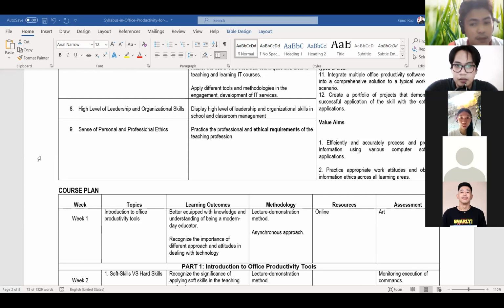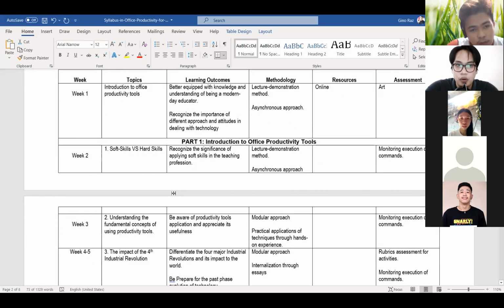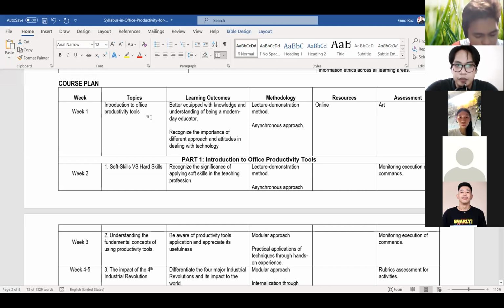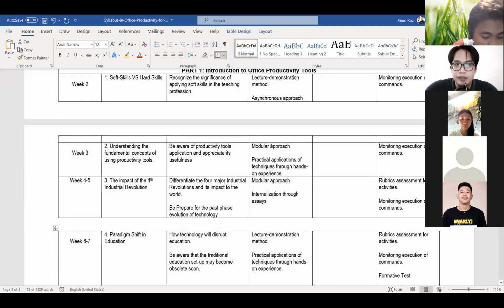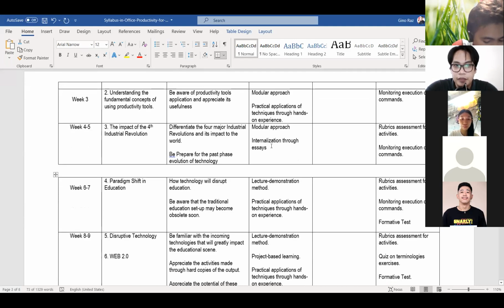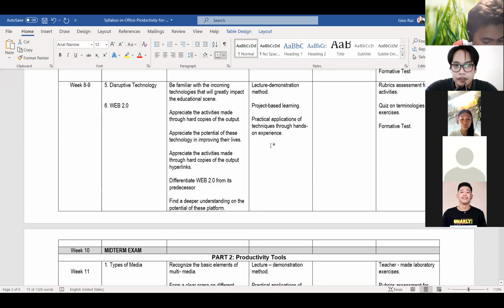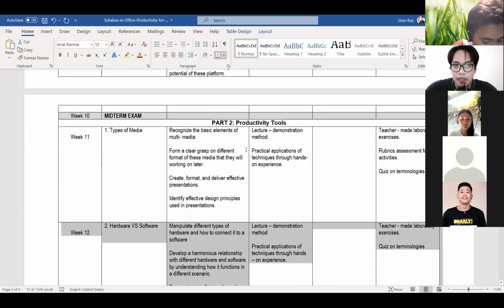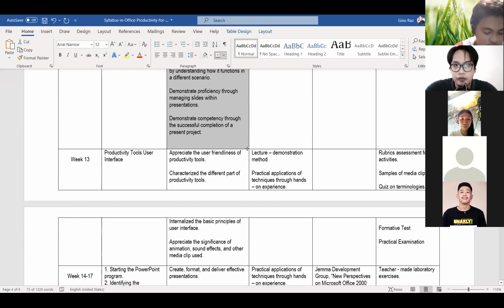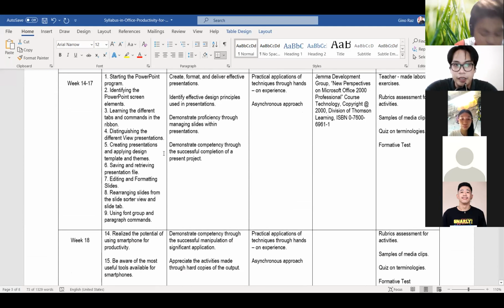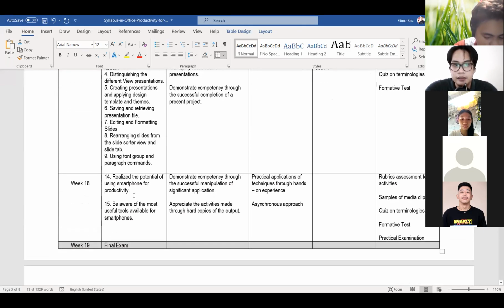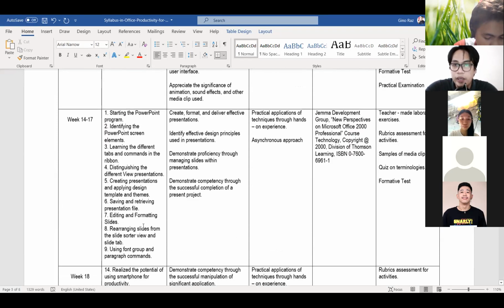Here are the contents of the syllabus. Week 1, introduction to office productivity tools. Week 2, soft skills versus hard skills. Week 3, understanding the fundamental concepts. Weeks 4 to 5, impact of the fourth industrial revolution. Then midterm. After midterm, types of media, hardware versus software, productivity tools, user interface. We'll focus on a particular office application. Then week 18, smartphone productivity tools. Be aware of the most useful tools available for smartphones. As you can see, it goes up to week 18.